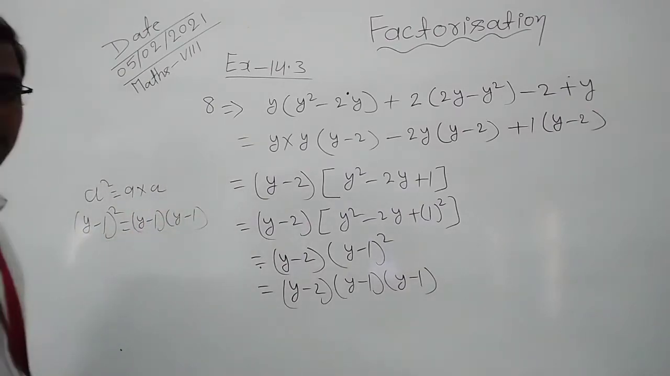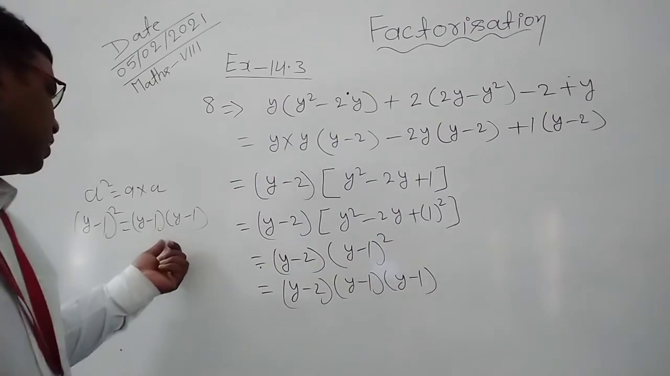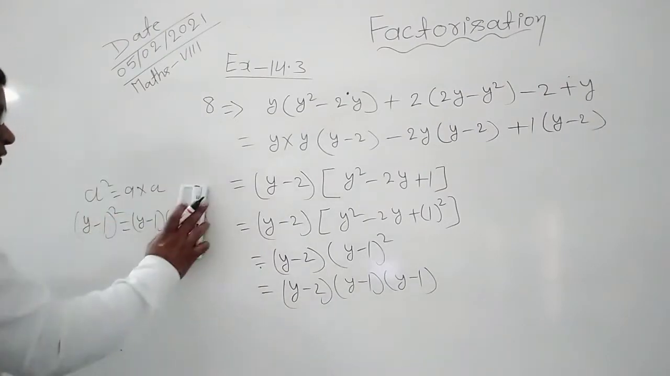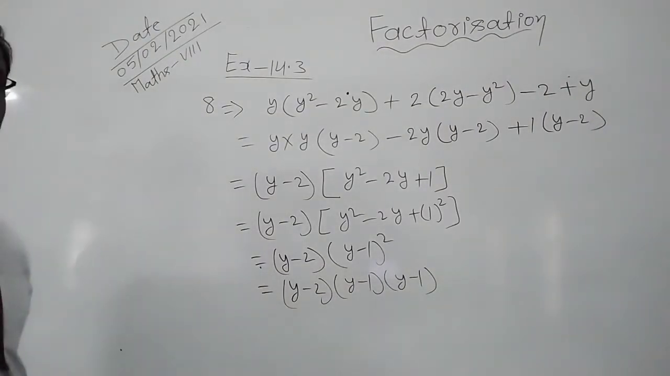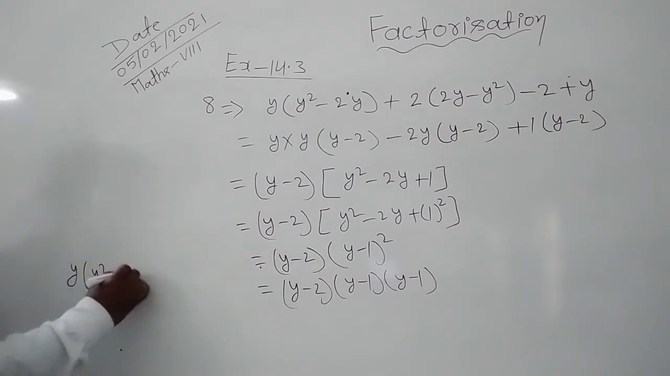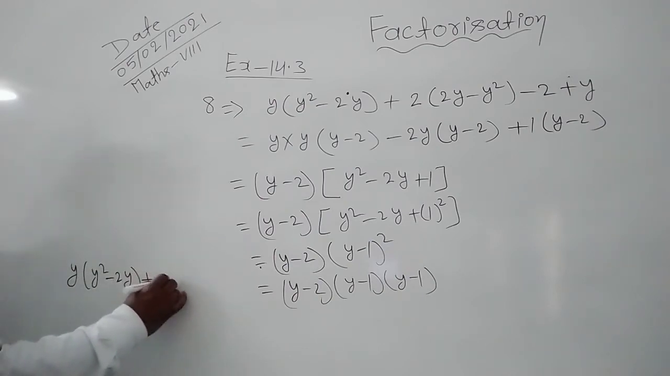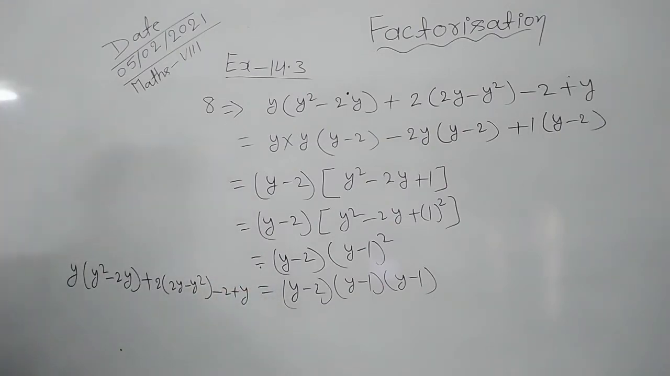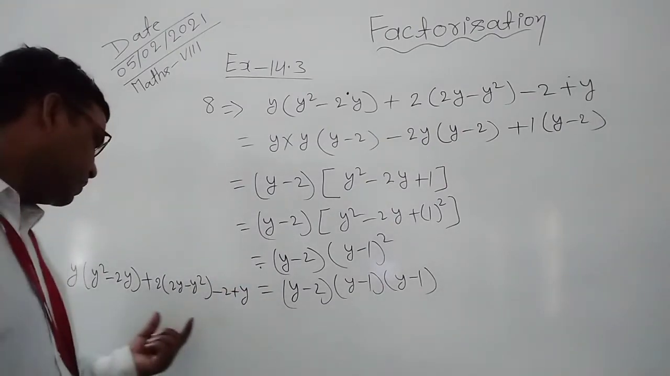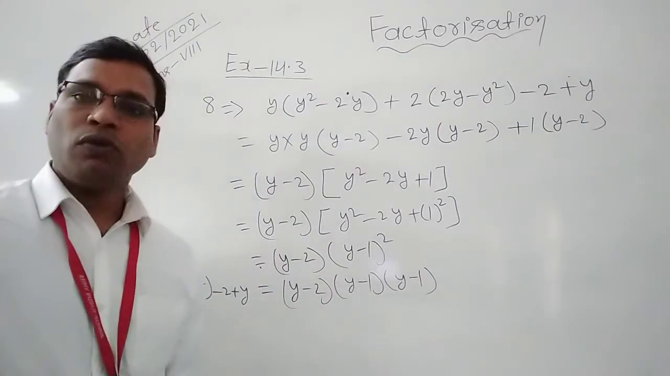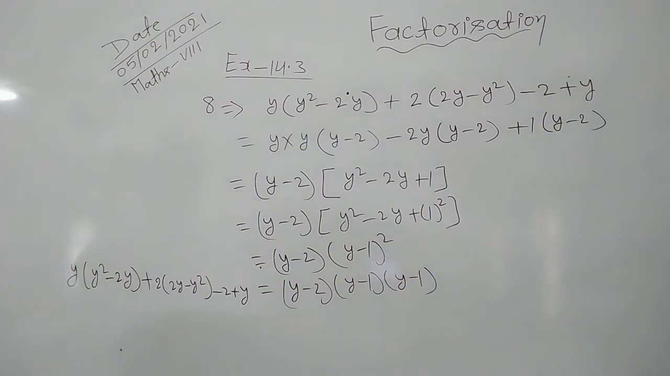Okay? So according to this exponential law, I will write here. So straight in this way, you can see, you find the factorization of y into y square minus 2y plus 2 into 2y minus y square minus 2 plus y. This is clear? The factor of this algebraic expression is y minus 2 into y minus 1 into y minus 1. So this is clear?